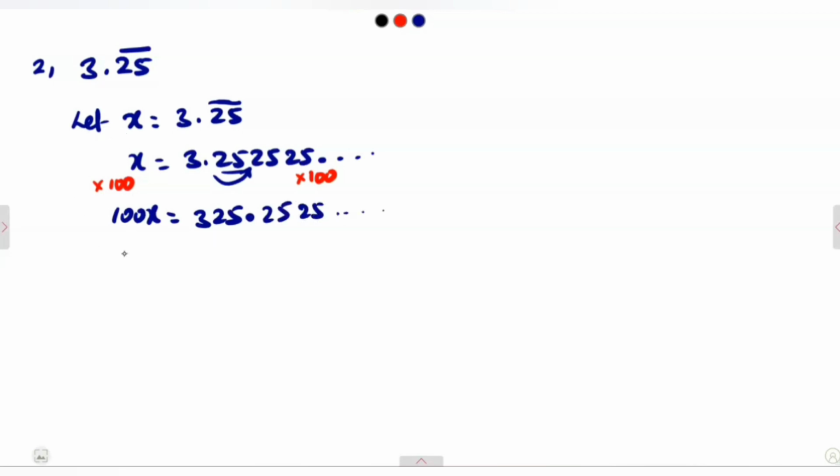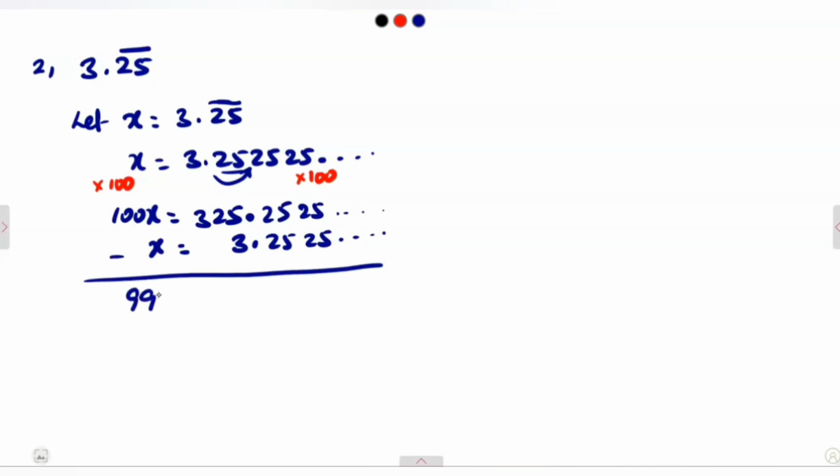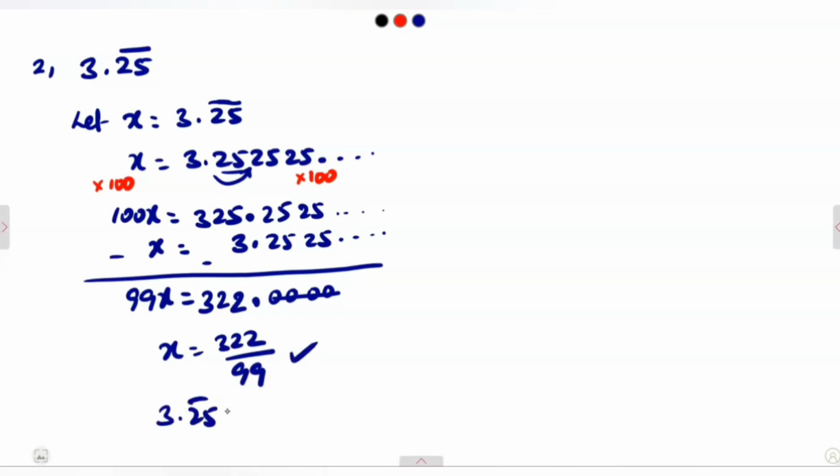Now bring our original number x under this, 3.2525 and so on, and subtract. This side, 100x minus x gives you 99x, and on the other side you get zeros after the decimal, and before the decimal 325 minus 3 is 322. So x is equal to 322 by 99, since the zeros have no value. That's all. This is your answer. So 3.25 bar is equal to 322 by 99.